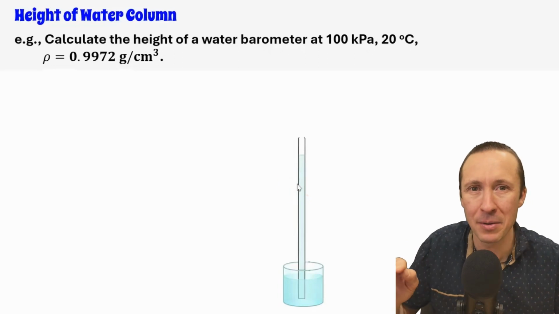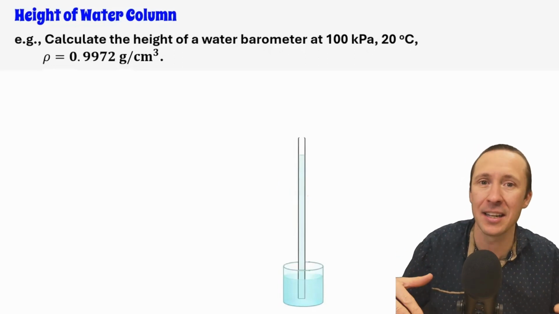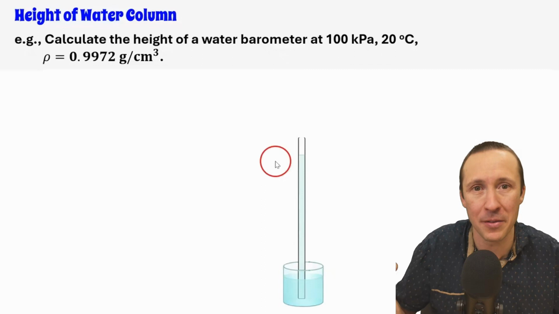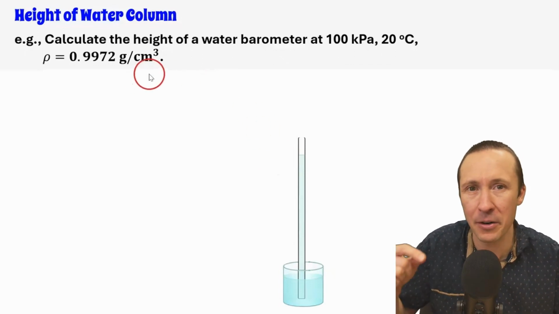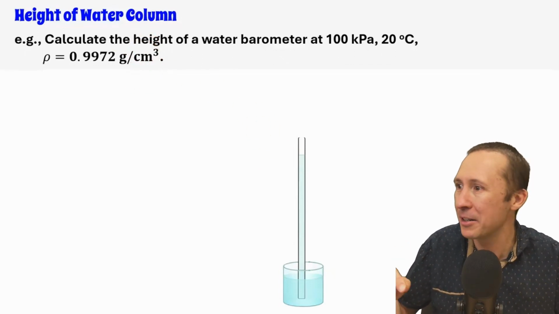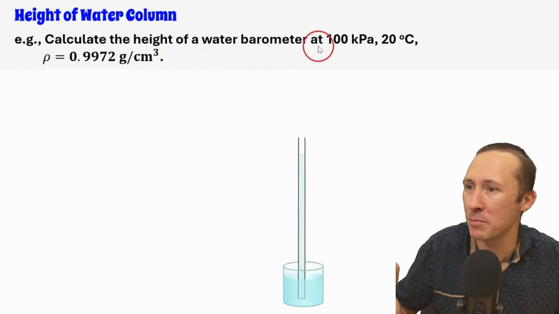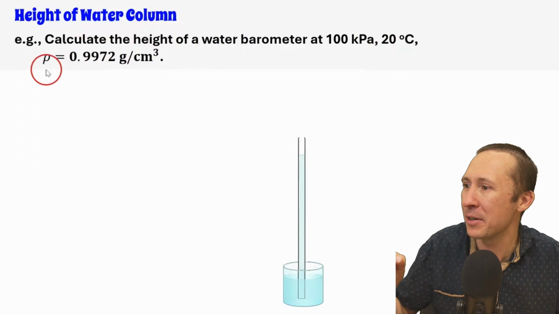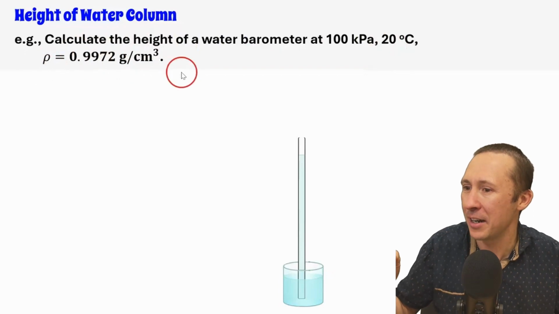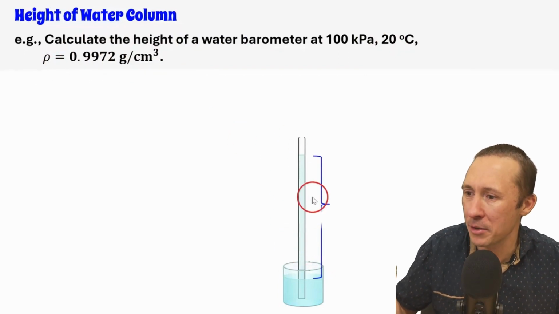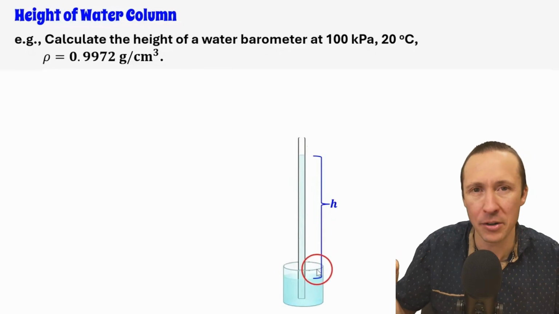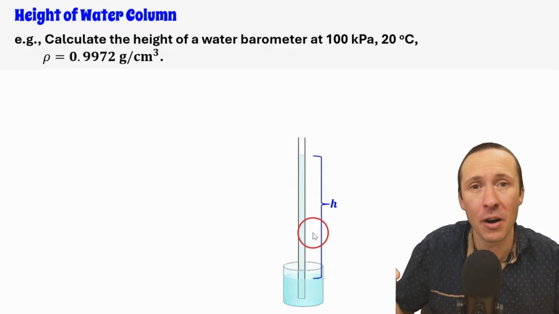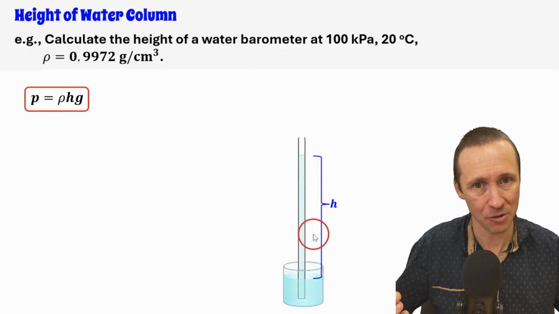We're going to go over some problems of measuring heights and calculating the pressures based off of barometers. This is our first very popular exam problem right here. Calculate the height of a water barometer at 100 kilopascals, 20 degrees Celsius, and we're given the density of water right here. So we have this water barometer, and we want to know the height of the water in the column. Well, we're going to start off with our equation that we just derived.